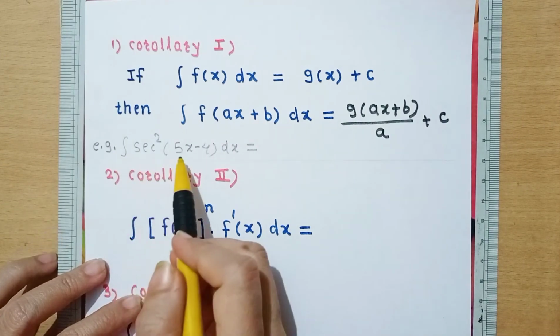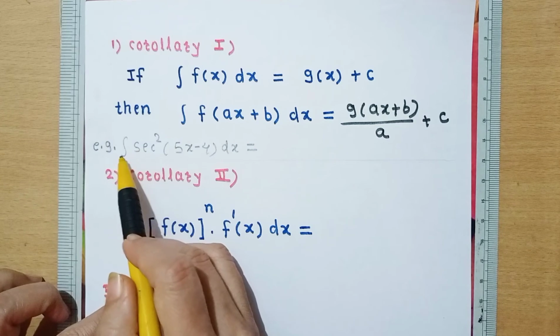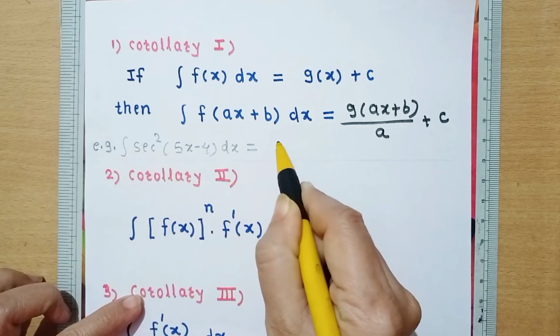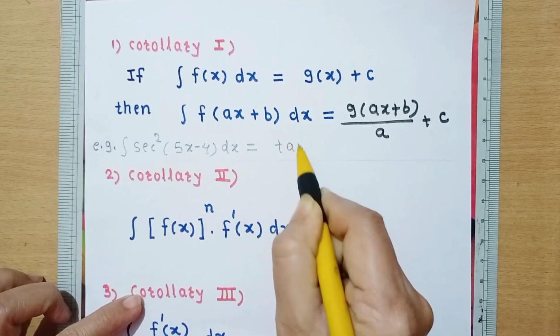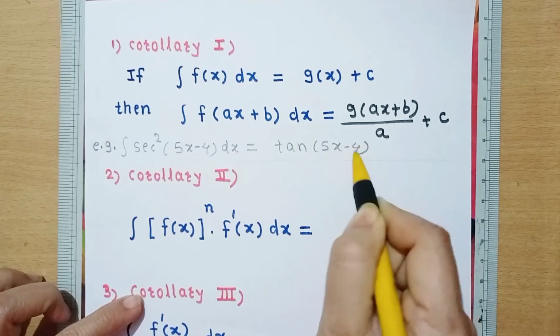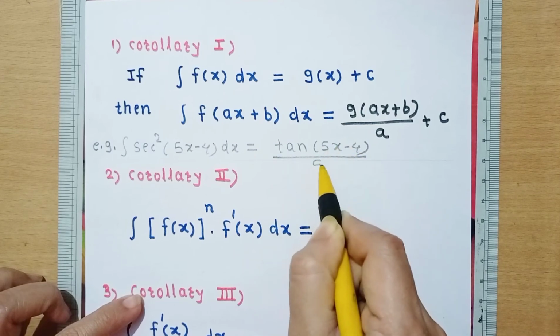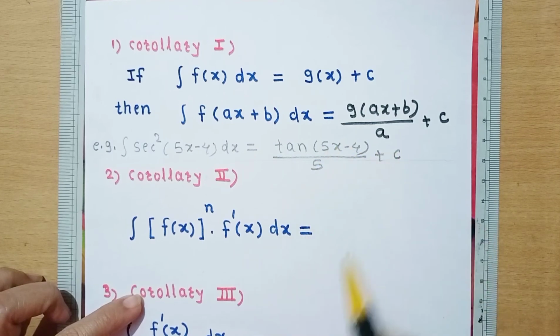Integration of sec square of 5x minus 4 dx. Now we know that integration of sec square x is tan. So tan of, write down this bracket as it is, 5x minus 4, divided by the derivative of this, its derivative is 5, and then write down here plus c.